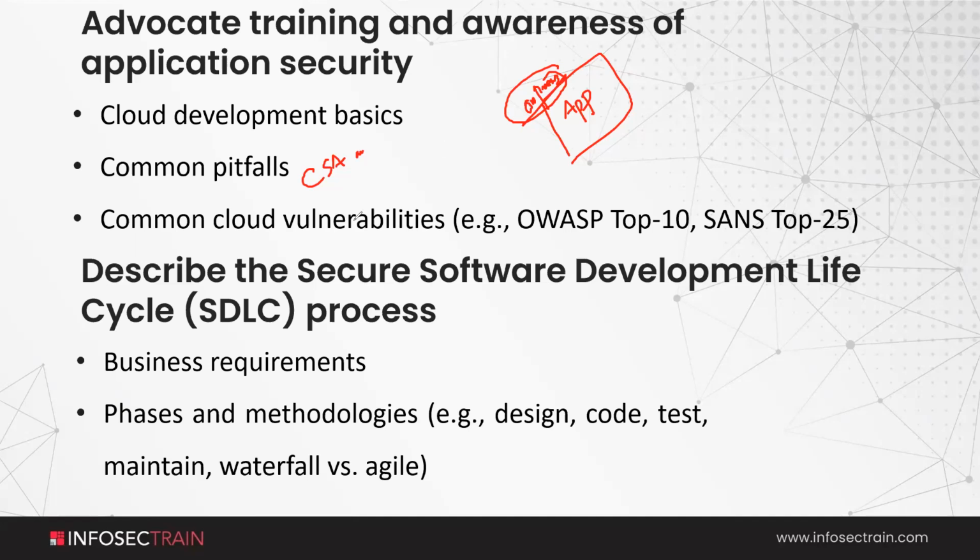Then the next thing is: describe the secure software development. Normally, whenever you go for an application development, we follow something called SDLC. Why do we follow SDLC? It's a proper step-by-step process for developing the application, from requirement gathering, design, development, testing, to deployment. We have a process called SDLC.